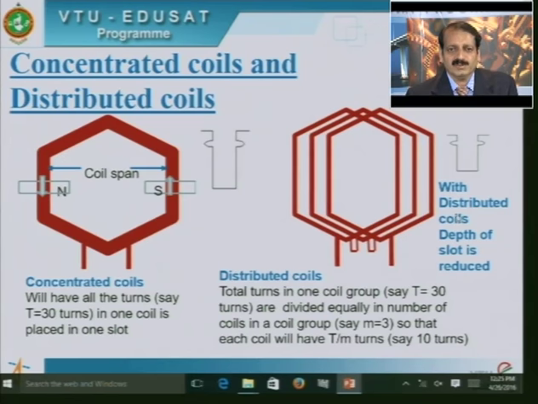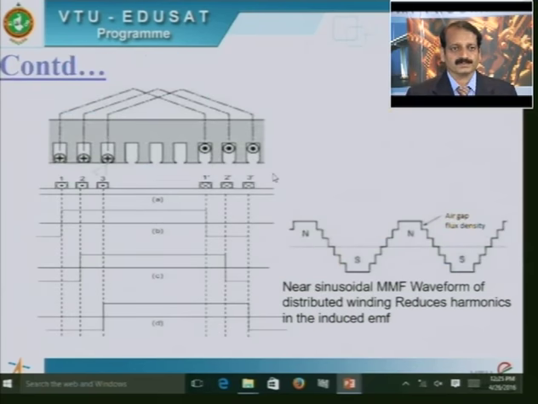So, with the distributed coils, the depth of slot is greatly reduced, and a reduction in the depth of slot is nothing but a reduction in the reluctance of the magnetic path. Rather, in the other case, since the depth of slot is higher, there is an increase in the reluctance of the air gap, and we require more MMF in order to get a definite field flux to be produced.